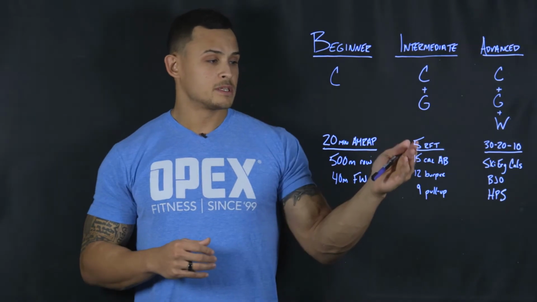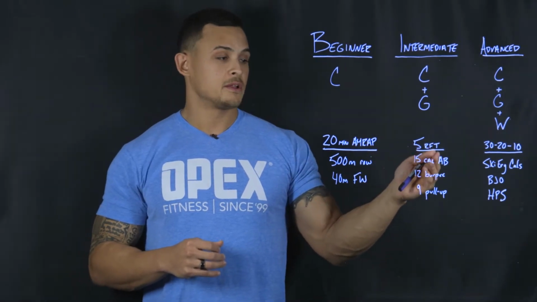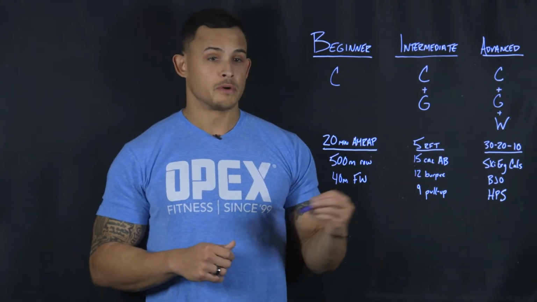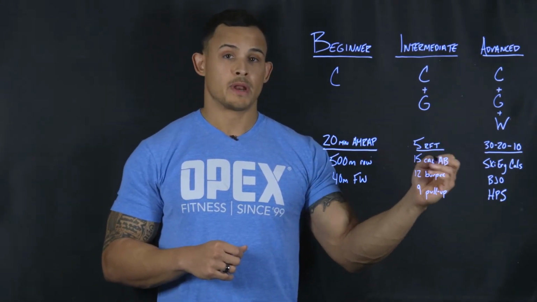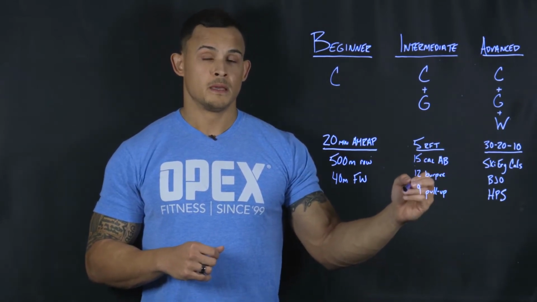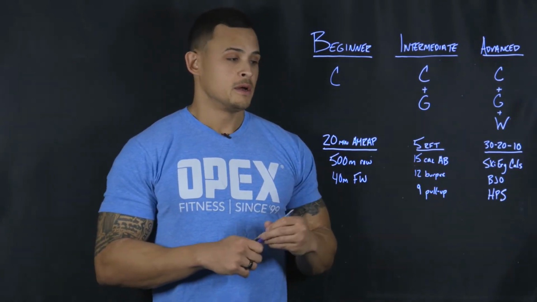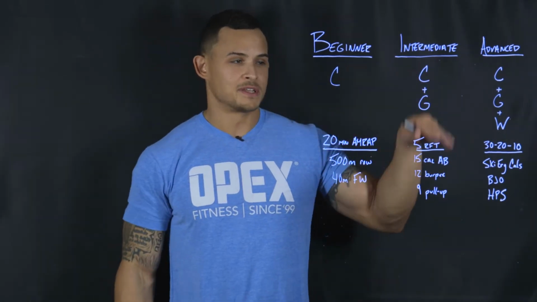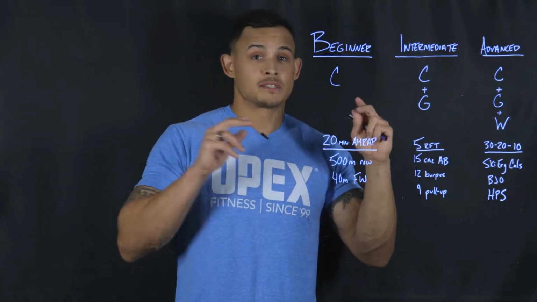So an example here is 5 rounds for time, 15-calorie assault bike, 12 burpees, and 9 pull-ups. So you'll notice that we're still sticking to that cyclical modality, and now we're adding 2 gymnastics pieces in here. And it's also important to understand that we can't just go from cyclical to cyclical plus gymnastics and everything's at play because we've progressed to gymnastics.